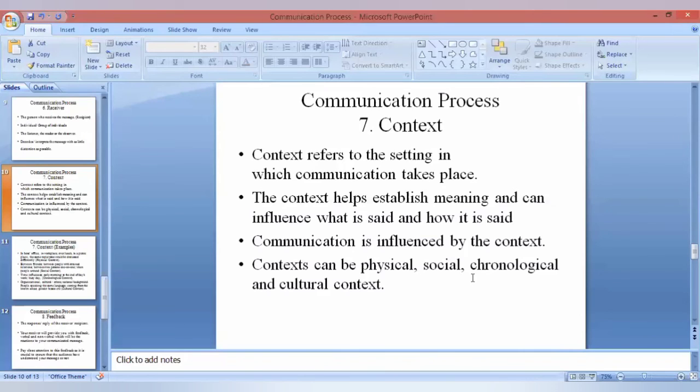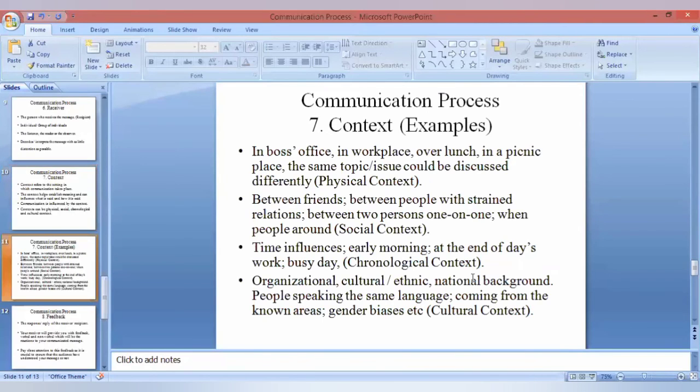There can be a variety of contexts, like physical context, social context, chronological context, and cultural context. Let us see different examples of these contexts that have been mentioned here. In the boss's office, for example, in the workplace, over lunch, in a picnic place, the same topic or issue could be discussed differently. So this is usually a physical context.